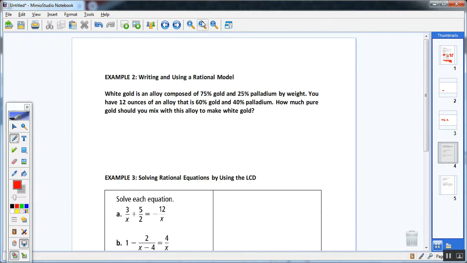White gold, we're just mixing it, right? Do you think it becomes more precious or more valuable if you add more gold or more palladium here? More gold, right? Gold is the good stuff.